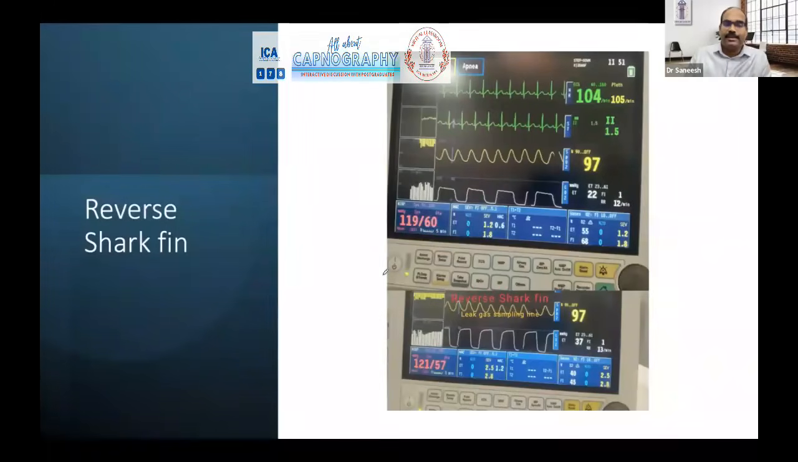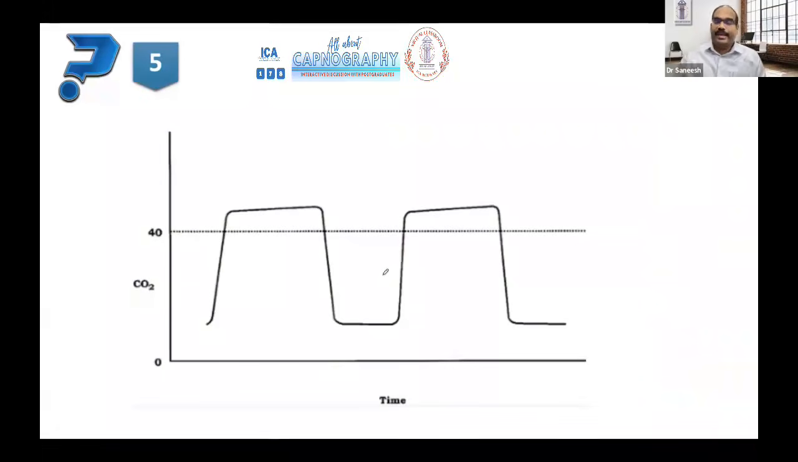So this is another classic one. You can see the reverse shark fin appearance, which is classically described. This I have taken from my OT. So once you seal the leak or check the gas sampling line, then the EtCO2 tracing simply returns to normal immediately. Okay, scenario 5. Dr. Deepak? Yes.